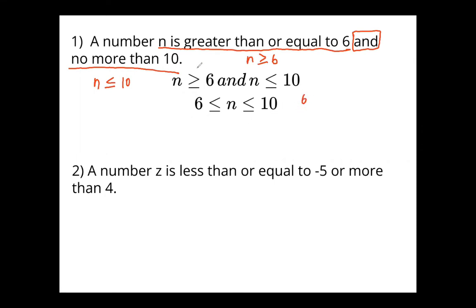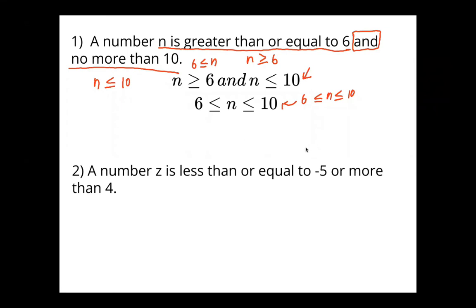The way I like to look at it is whenever I see the lesser value, I like to flip it so that you can kind of visualize how it's going to be written. So 6 is less than or equal to n, and then n is less than or equal to 10. And that's where they get this form from. However, you can write it however you'd like. If you find this form easier, then that's totally fine. They just give you a few options.